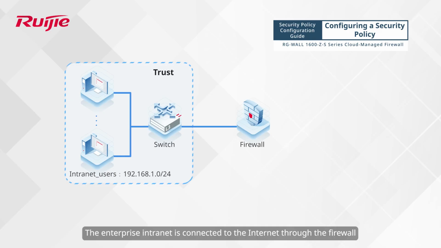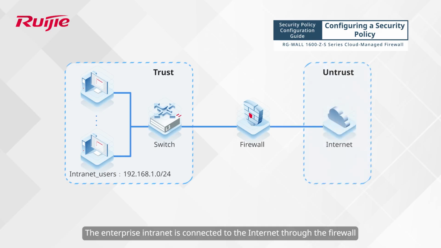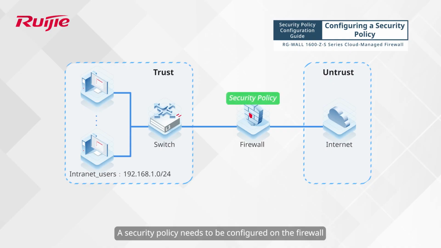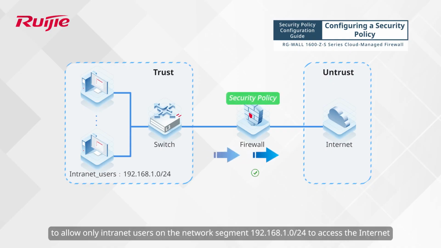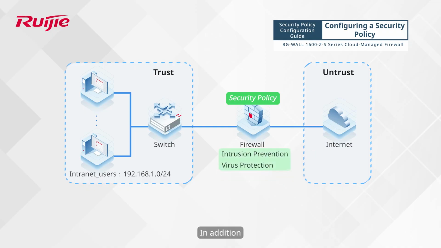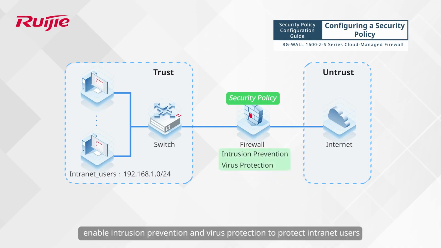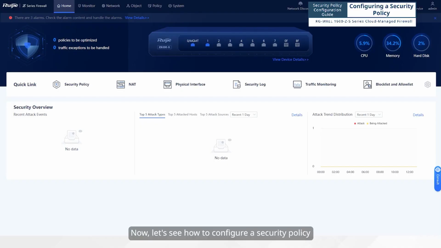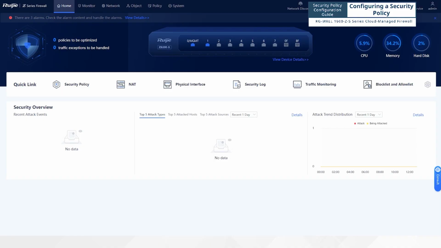The enterprise intranet is connected to the internet through the firewall. A security policy needs to be configured on the firewall to allow only intranet users on the network segment 192.168.1.0 to access the internet while preventing internet users from accessing intranet users. In addition, enable intrusion prevention and virus protection to protect intranet users. Now, let's see how to configure a security policy.